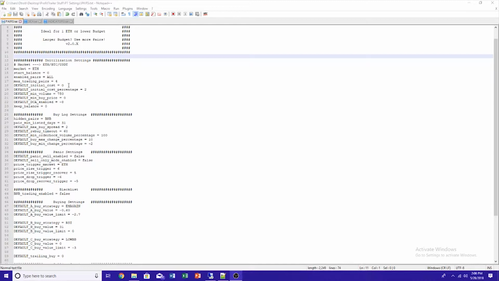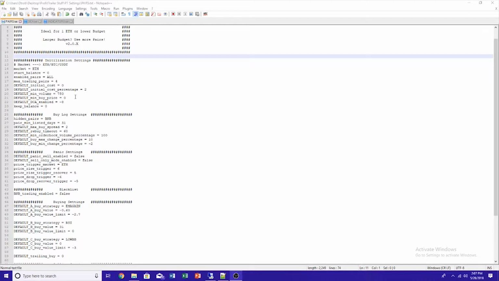Default initial cost I set to 0 because I like the initial cost percentage personally, because it scales to your balance. So say you have 0.7 Ethereum and then you buy something, it will use the new balance as the initial cost percentage, but it'll always be set to 2% of that balance that you have, if that makes sense. You can go to the wiki that Profit Trailer provides, and it gives more of an in-depth explanation on this setting.